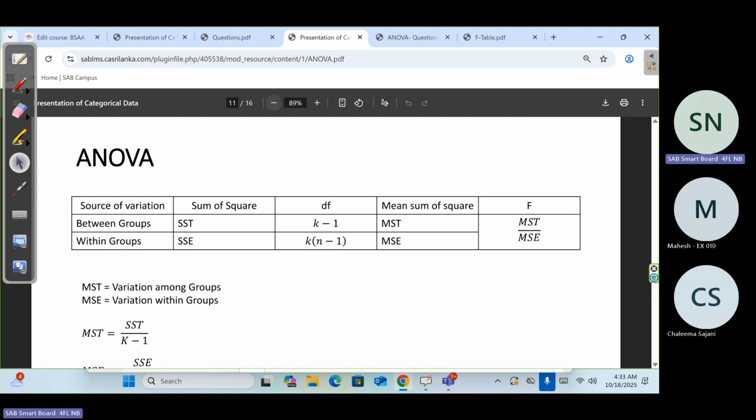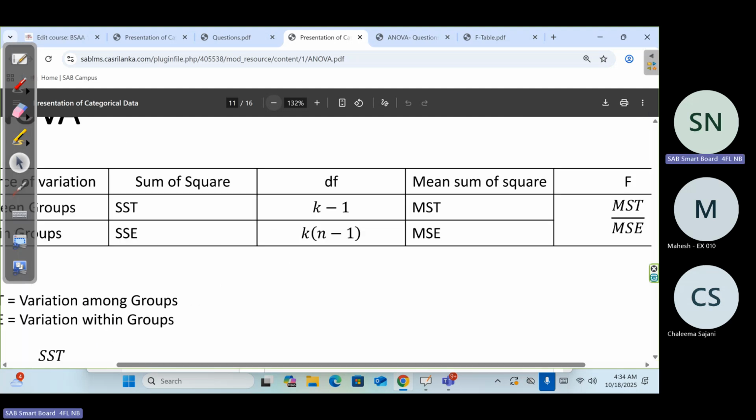The second one is within groups. Within groups, okay, then here we use 3 groups. Each group consists of 5 observations. Then how do we calculate the DF value? Here we need how many groups are there and how many observations in each group. So we need how many groups there are, and how many there are inside one group. Why within groups?